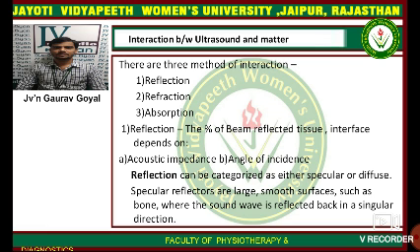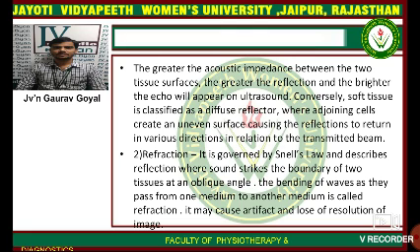Next, the interaction between ultrasound and matter. There are three methods of interaction: reflection, refraction, and absorption. Reflection: the percent of beam reflected at a tissue interface depends on acoustic impedance, and second, the angle of incidence. Reflection can be categorized as either specular or diffuse. Specular reflectors are large, smooth surfaces such as bone, where the sound wave is reflected back in a single direction.